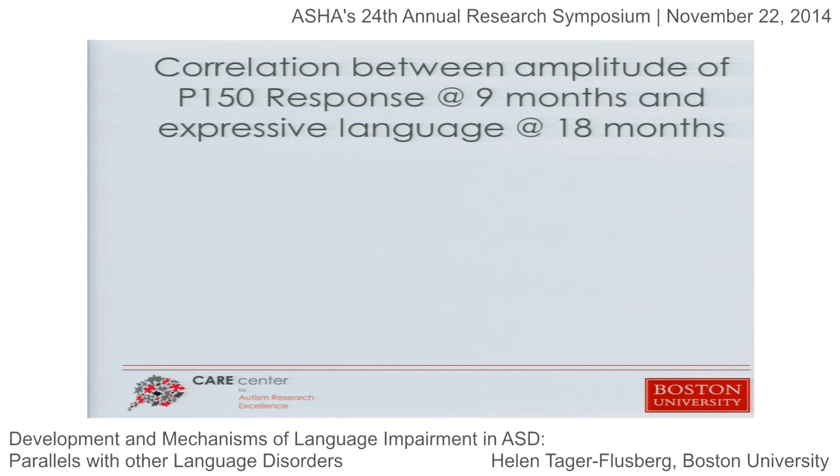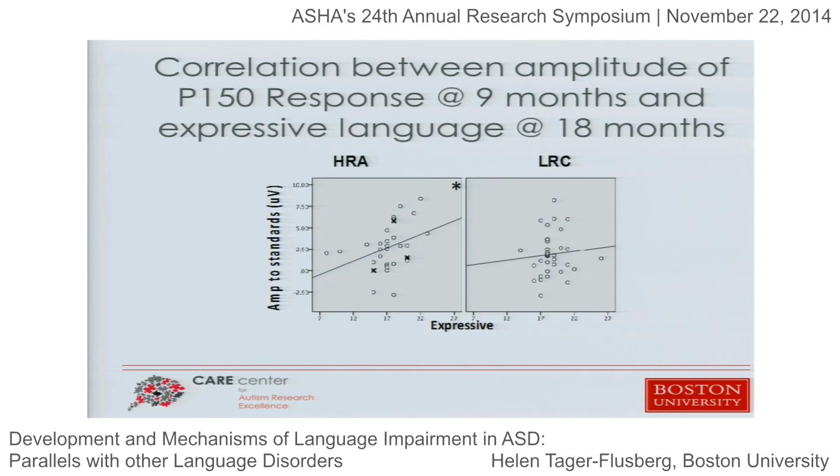So she looked at the correlation between the amplitude at 9 months and expressive language outcomes at 18 months. And lo and behold, what she found was that it doesn't matter what the amplitude of your P150 is if you are a low-risk control. It means absolutely nothing. There's not a significant correlation. But we find a highly significant correlation for the high-risk infants, whereby the more atypical your P150, the larger the amplitude, the better your expressive language outcome is. So again, this is another example where being different does not mean being impaired. And in fact, for these infants, this may be some form of compensatory mechanism.